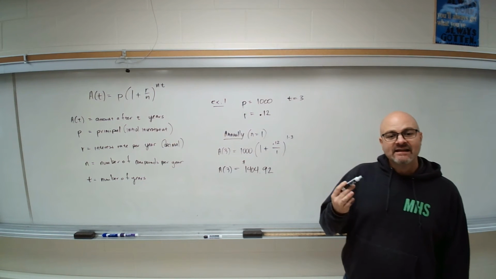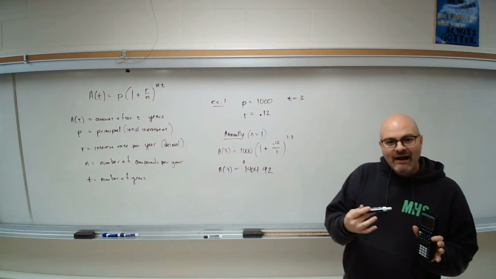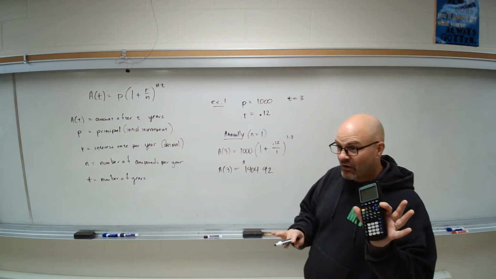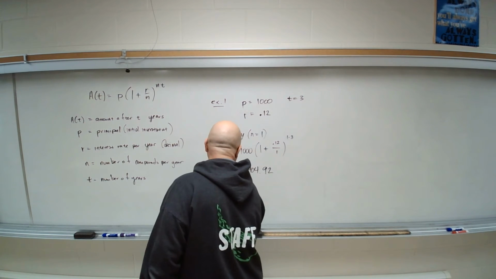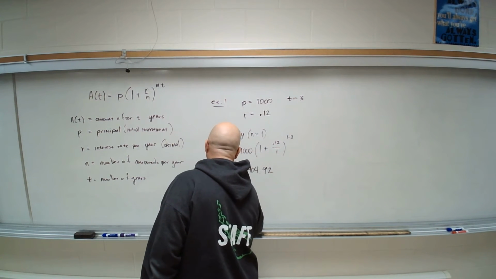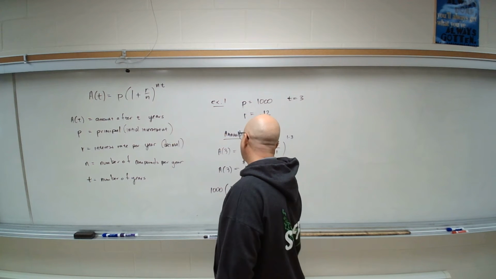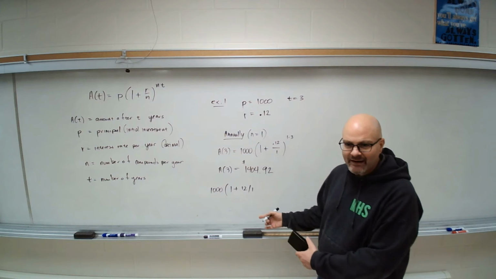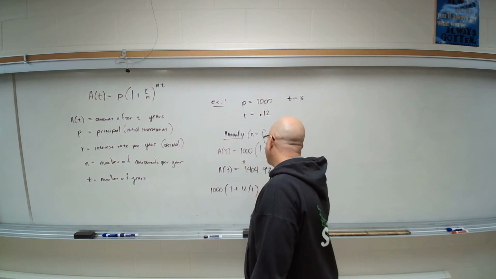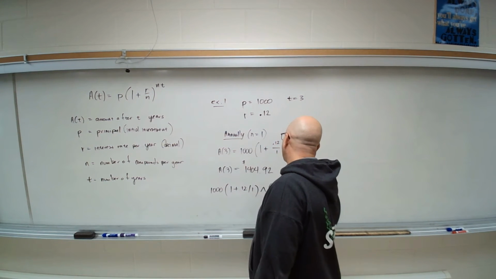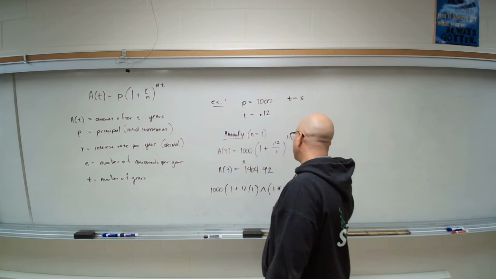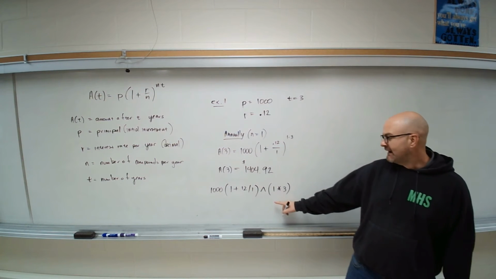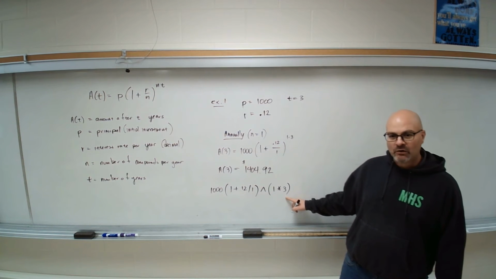Now it depends on your settings on your calculator. Mine's pretty basic and old. So the way I typed this in was 1,000 parenthesis 1 plus 0.12 divided by 1. I know I don't need to do that, but I'm doing it to show. And then caret, 1 times 3 in a parenthesis. If you forget these parentheses, it's probably not going to work well.